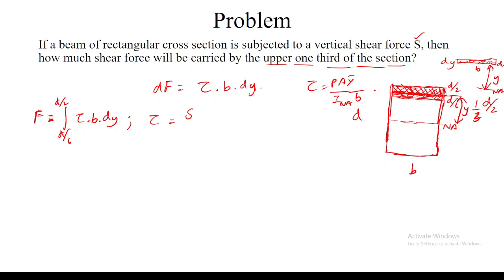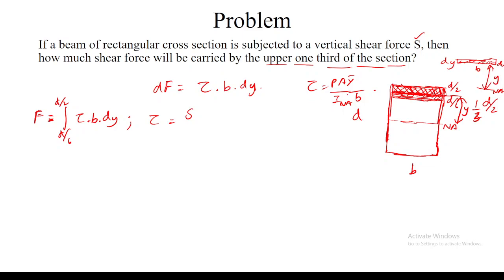Sir, is the lower strip of the hatched area at a distance of D by 6 from NA? Yes, the lower strip is at a distance of D by 6. The higher strip is at a distance of D by 2. So somewhere in between, I am taking a fiber between these two regions, but at a distance of y from the neutral axis.